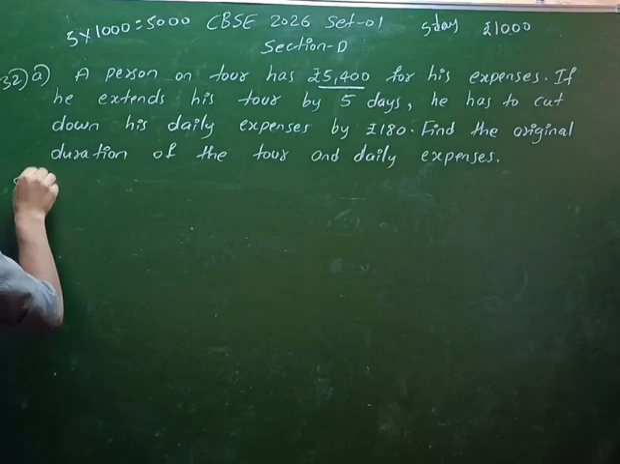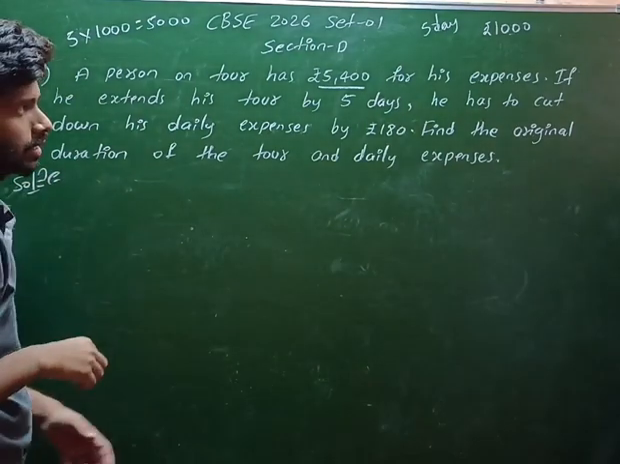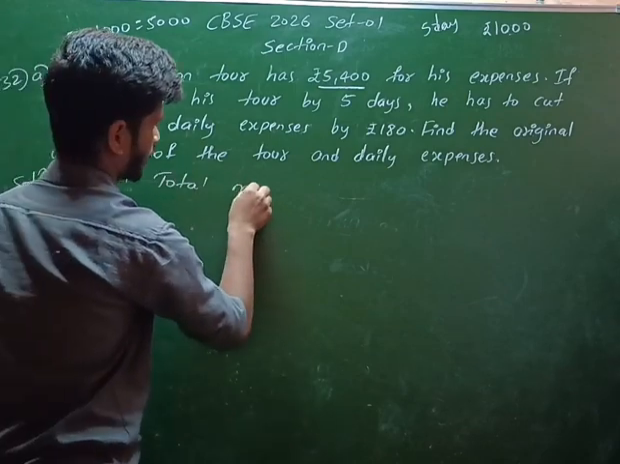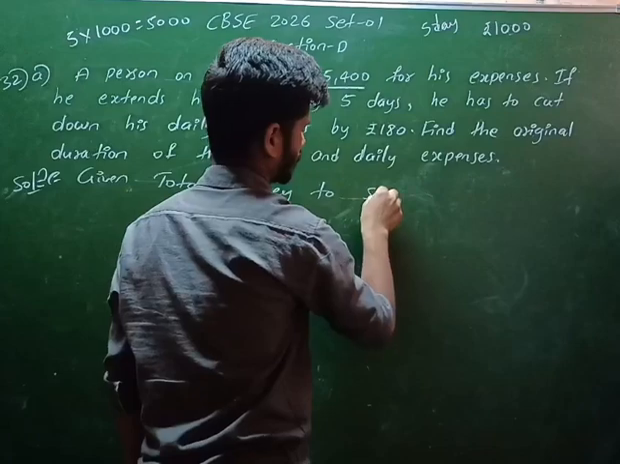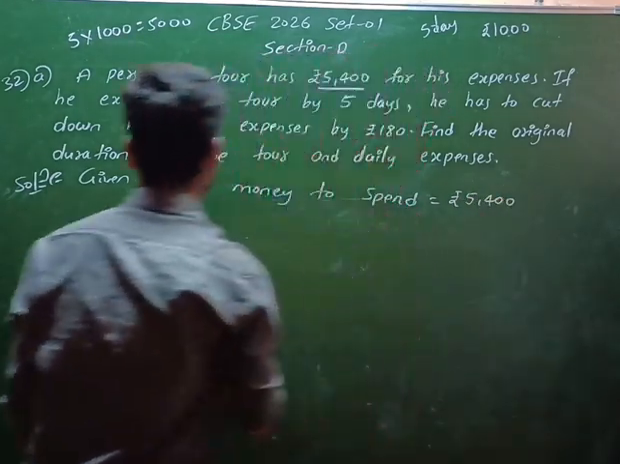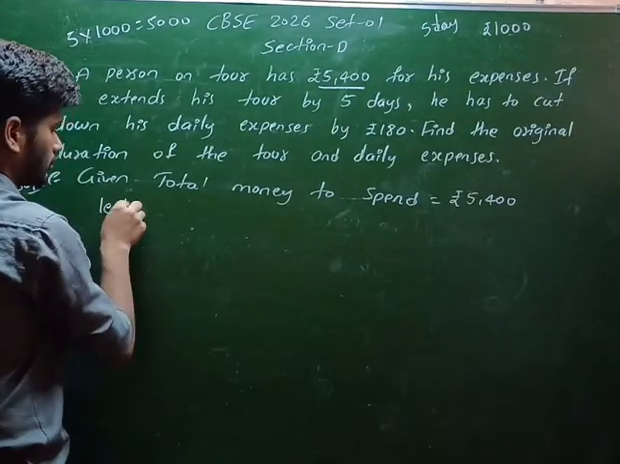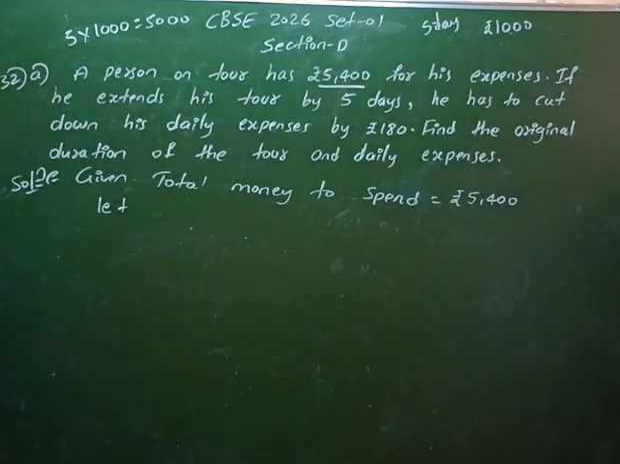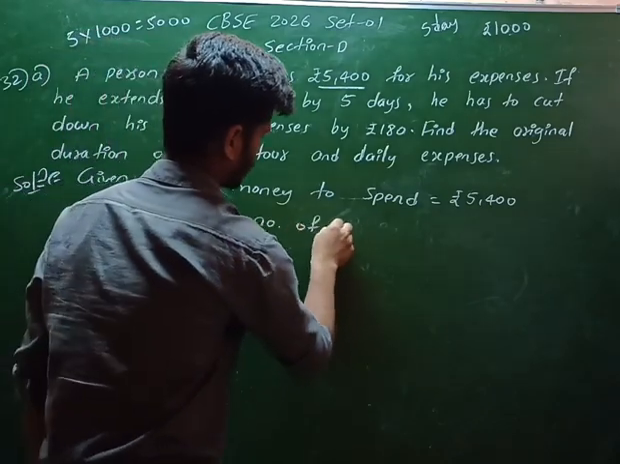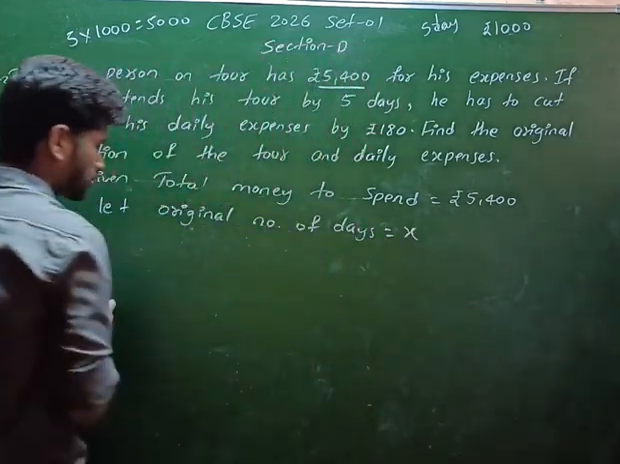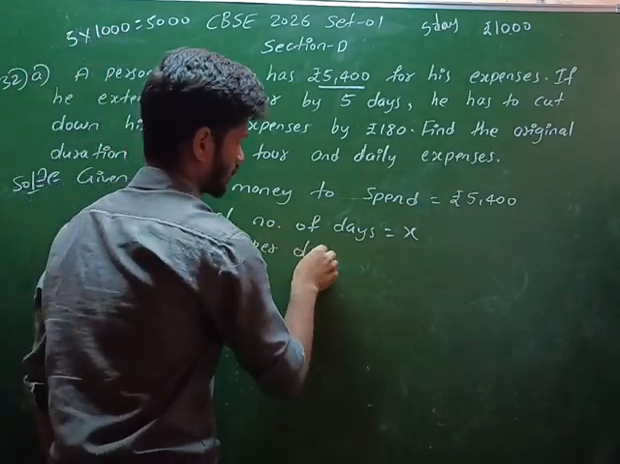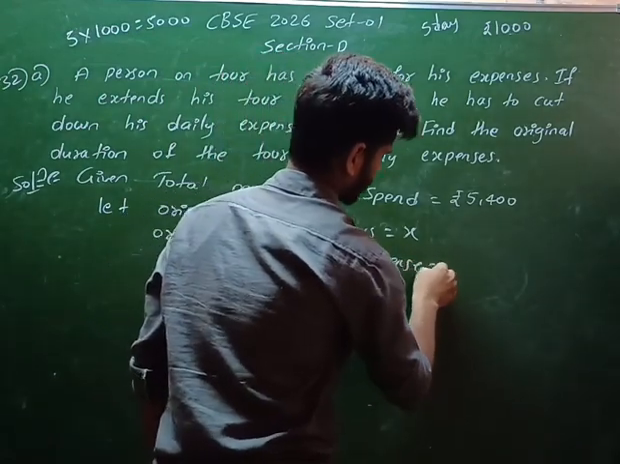So, solution. Given: total money to spend, the expenditure, equals 5,400 rupees. Let the original number of days be x, and let the original per-day expense be y.